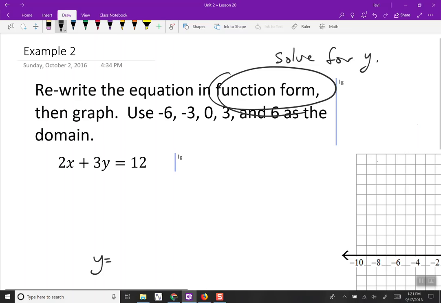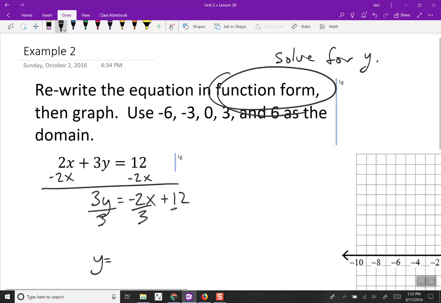So we don't want this 2x to be over there, so we're going to move that whole term over. Going to subtract the whole term. We've got 3 times y equals negative 2x plus 12. And then we don't want that 3 with that y, so we'll divide that 3 into everything. So y equals negative 2/3 times x plus 4. So that's rewriting our equation in function form right there.